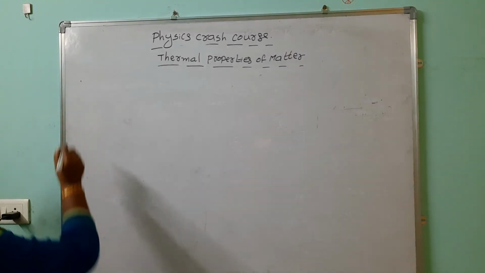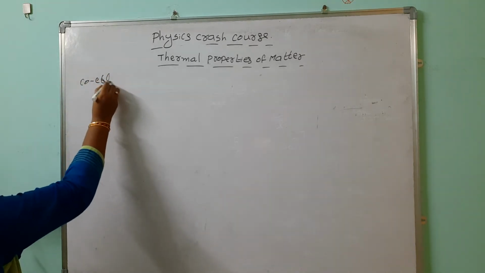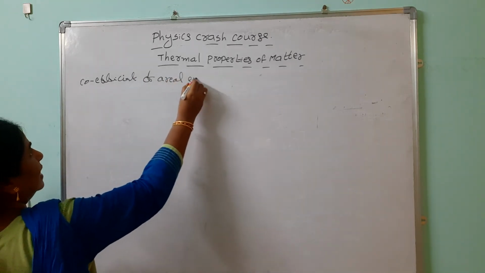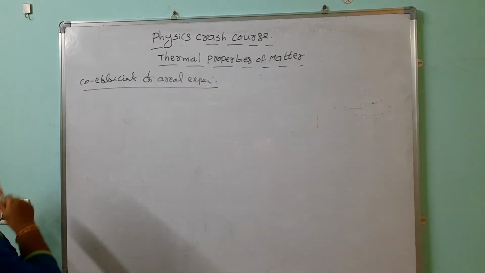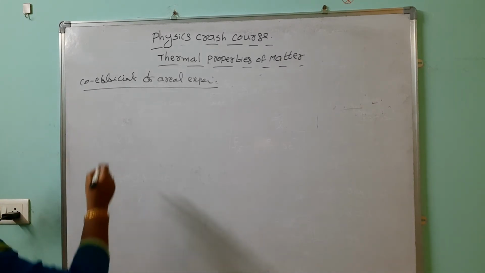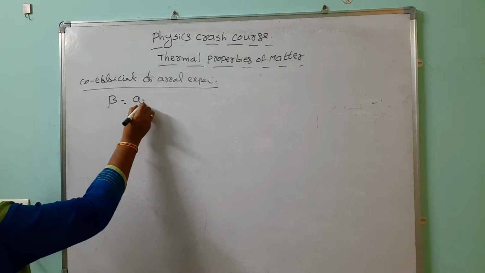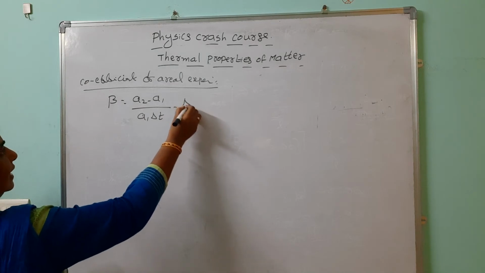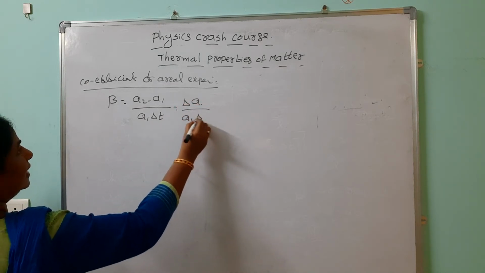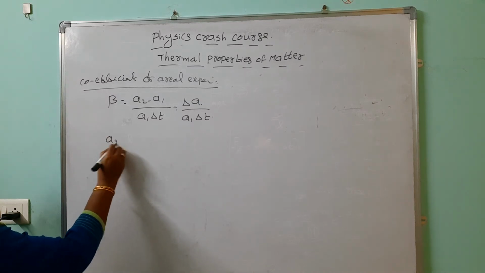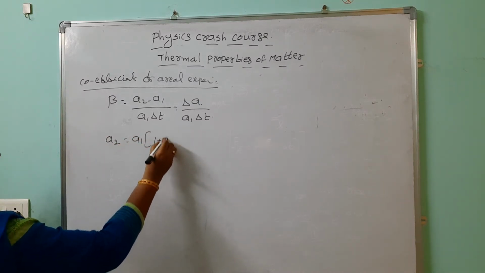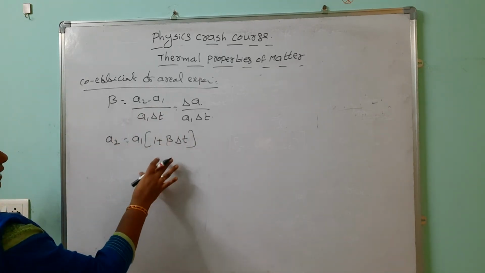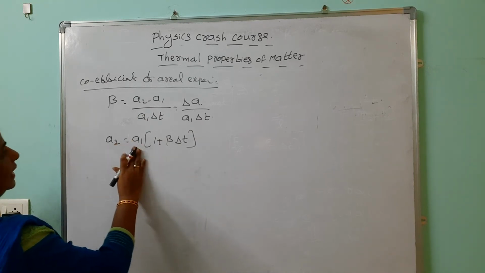In this case, we get the coefficient of areal or superficial expansion, represented by beta. This beta expression is beta equals A2 minus A1 by A1 into change in temperature. Instead of this, we can take change in area by A1 into delta T. From this, A2 equals A1 into 1 plus beta into change in temperature. There we got alpha, but here we are taking beta. So like that we can use this and find A2, A1 and so on.